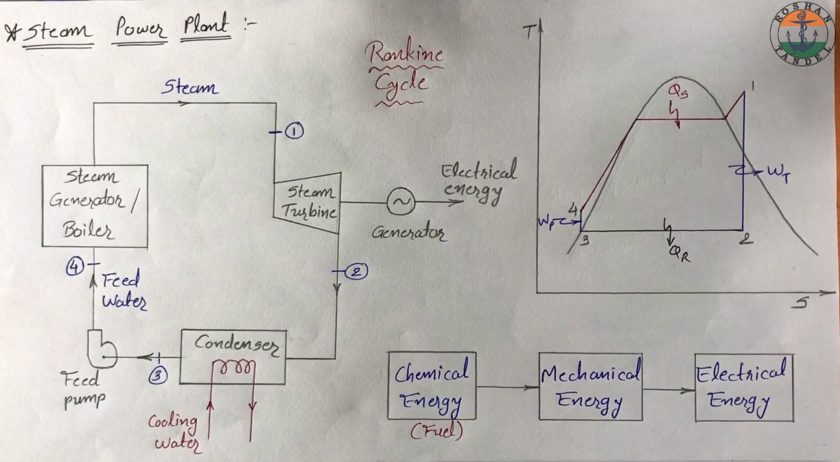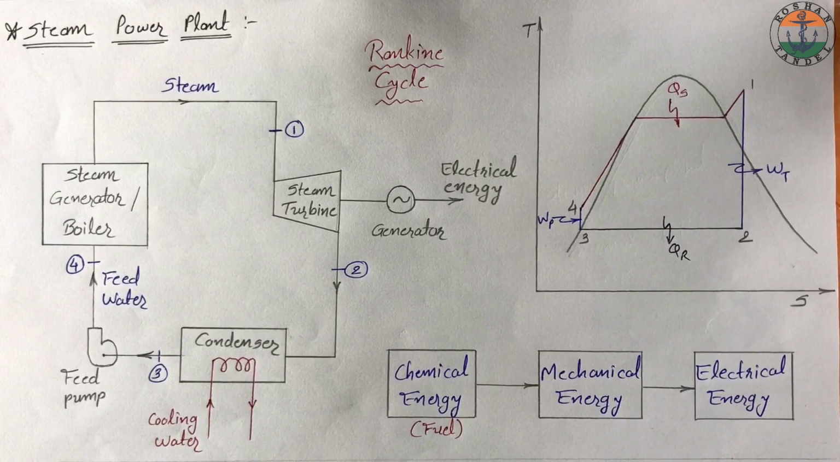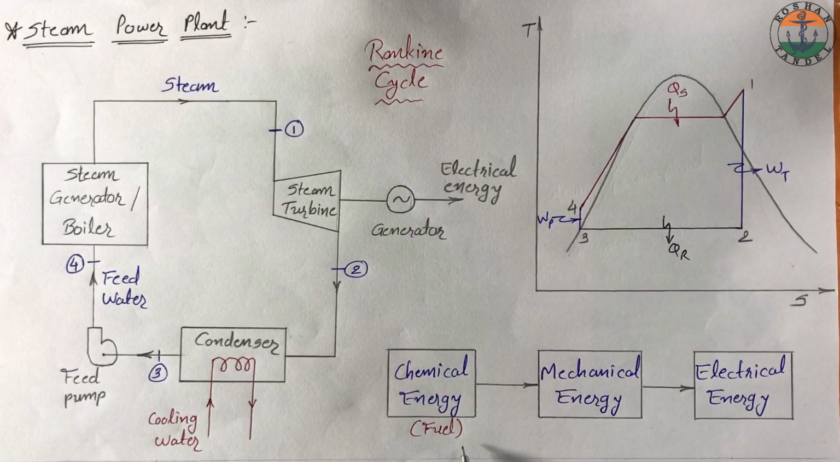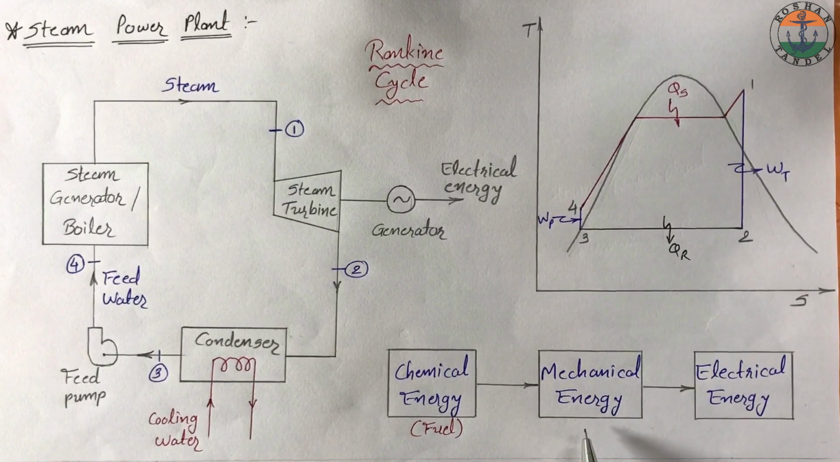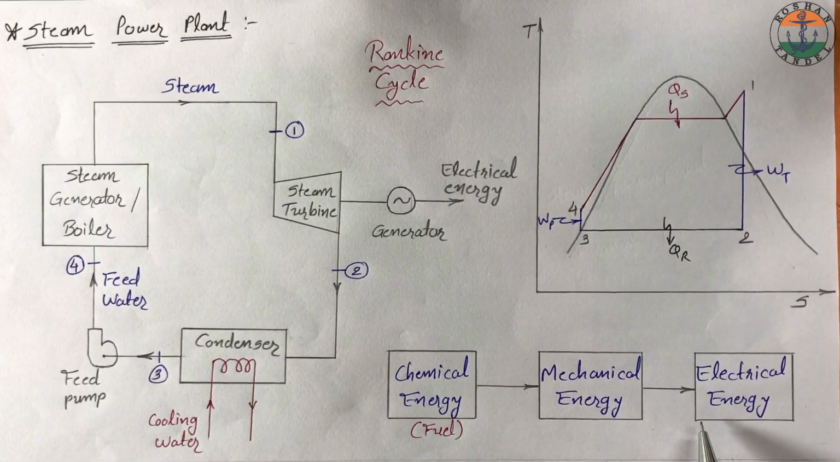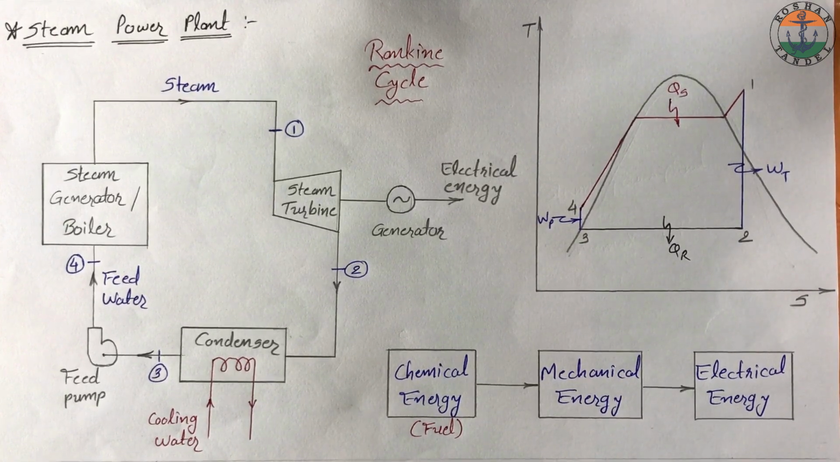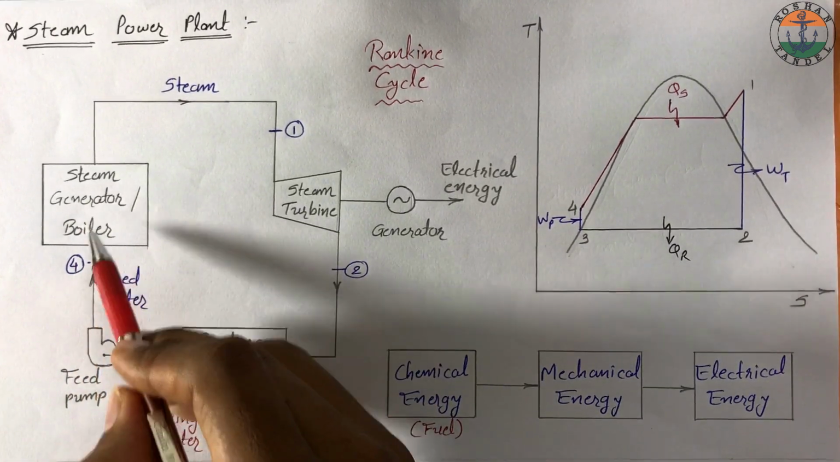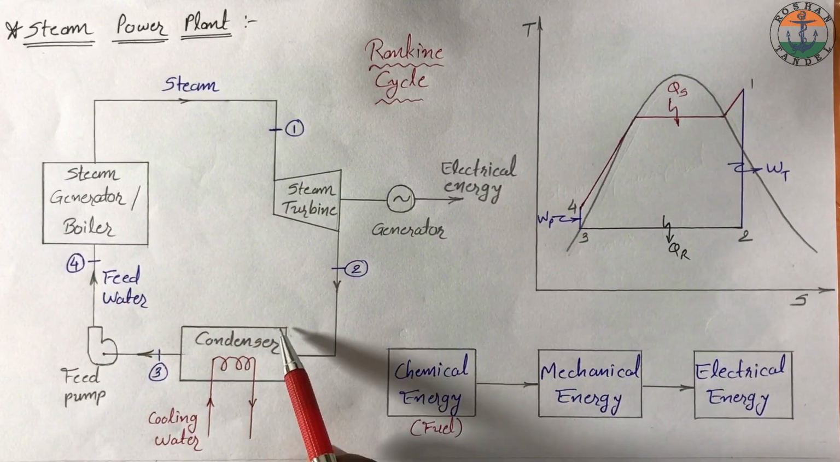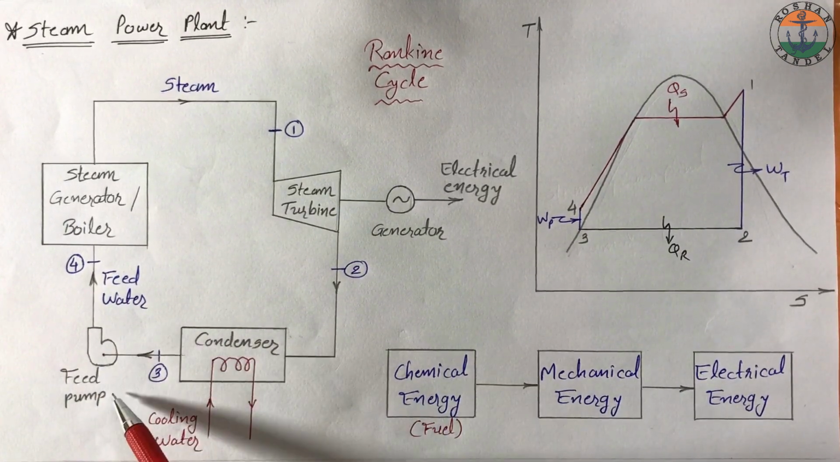The schematic diagram of a steam power plant working on a Rankine cycle is shown over here. In a steam power plant, chemical energy of fuel is converted into mechanical energy and then it is converted into electrical energy for use. There are mainly 4 components: steam generator or boiler, steam turbine, condenser and feed pump.